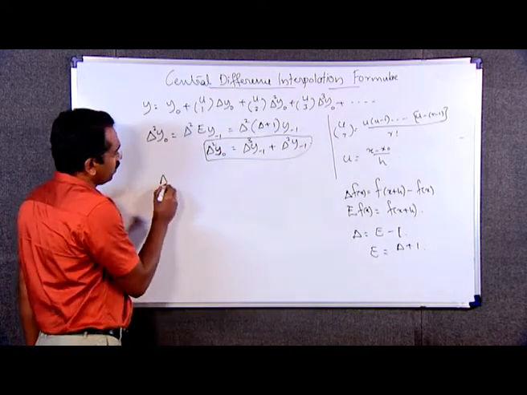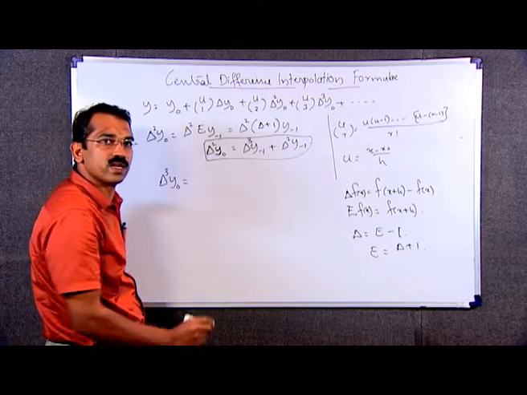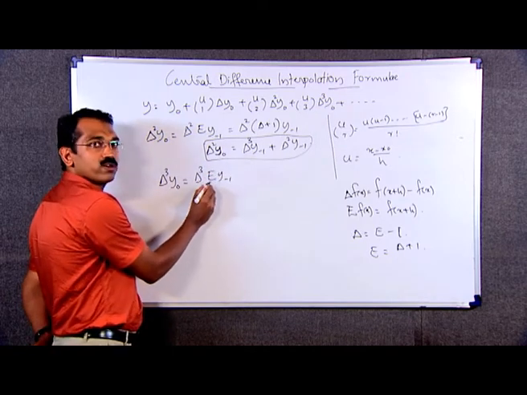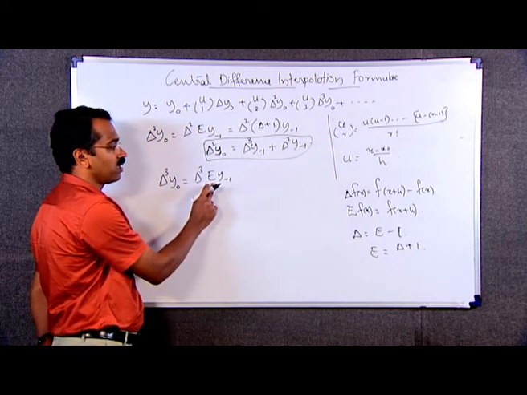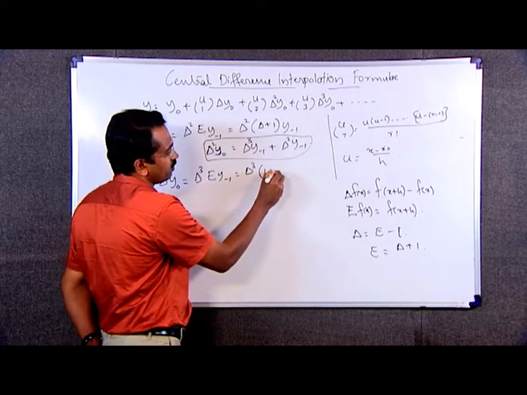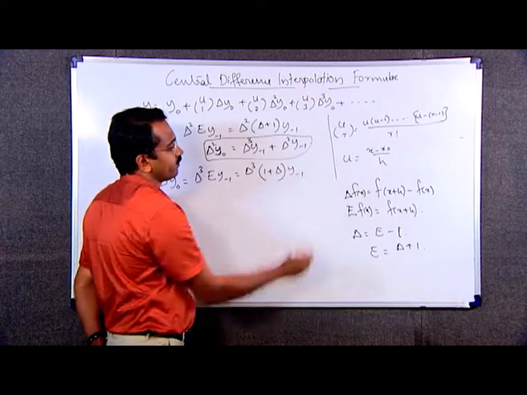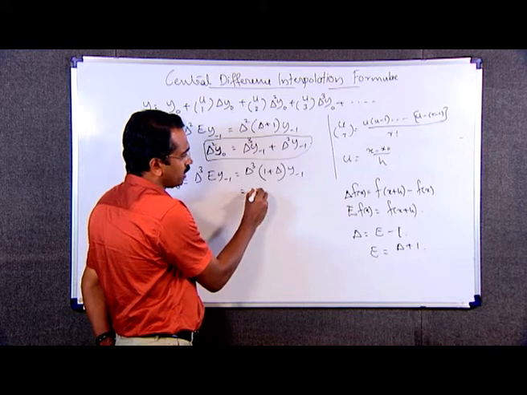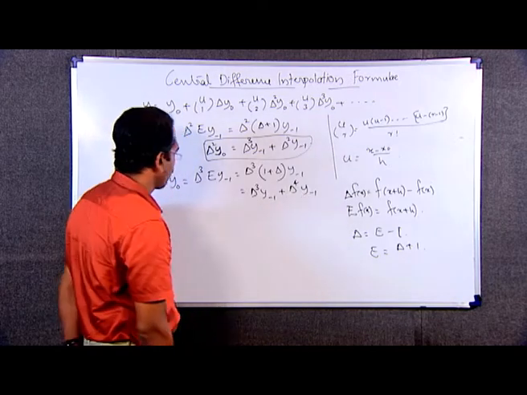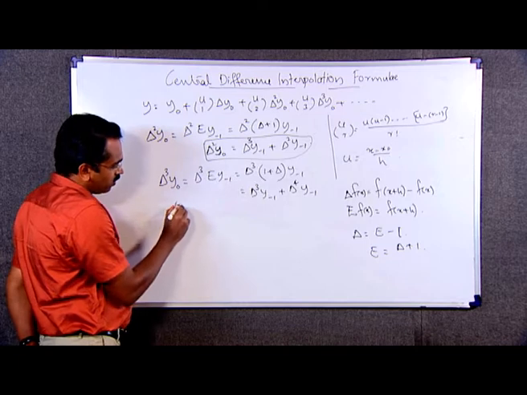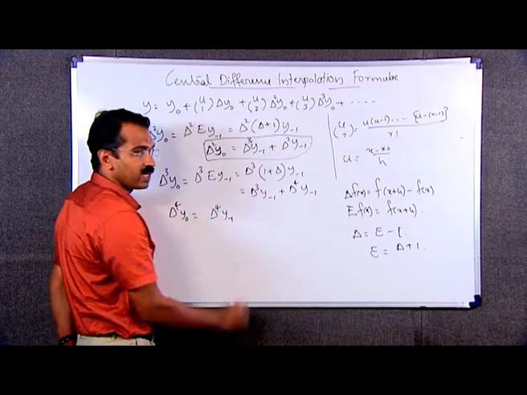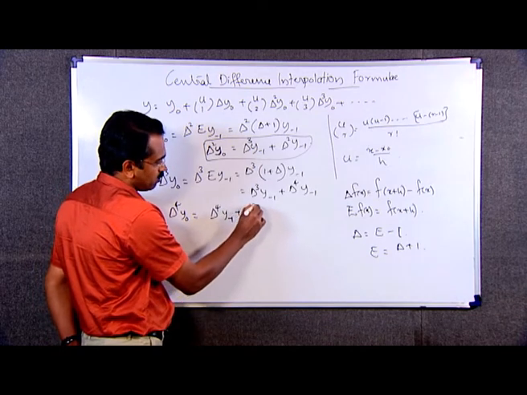Similarly, delta cube y naught can be expressed as delta cube of y naught, means E of y minus 1. In terms of the shift operator, we can write y naught as E of y minus 1, which is equal to delta cube into E, means 1 plus delta, into y minus 1. That is equal to delta cube y minus 1 plus delta raised to 4 y minus 1. Similarly, delta raised to 4 y naught can be written as delta raised to 4 y minus 1 plus delta raised to 5 y minus 1.